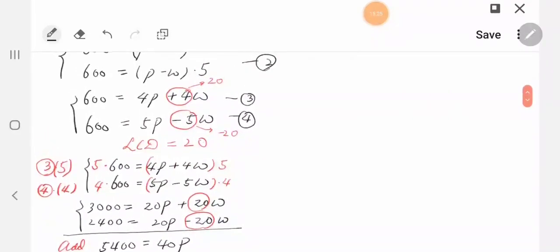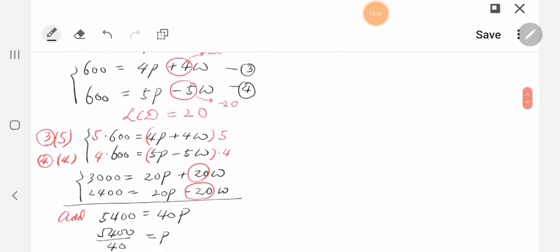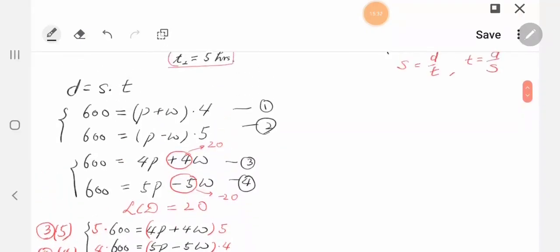All right, so another approach of solving this. If you see equations 1 and 2 carefully, 600 is divisible by 4, and 600 is divisible by 5. So why don't we just divide the first equation by 4, and divide the second equation by 5, so that we can just get rid of this 4 and 5.